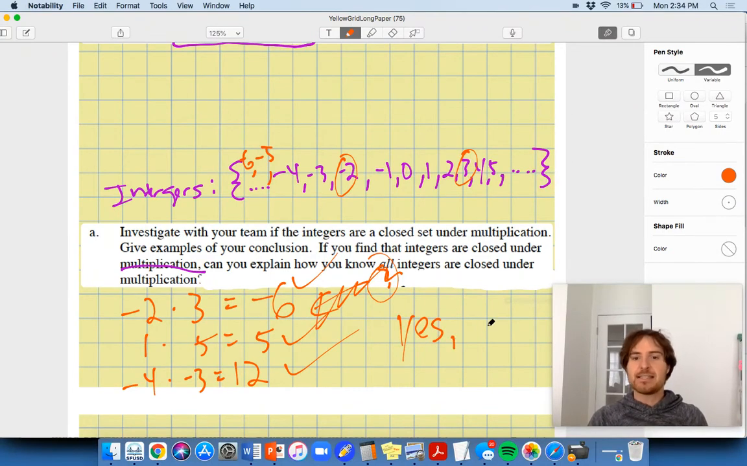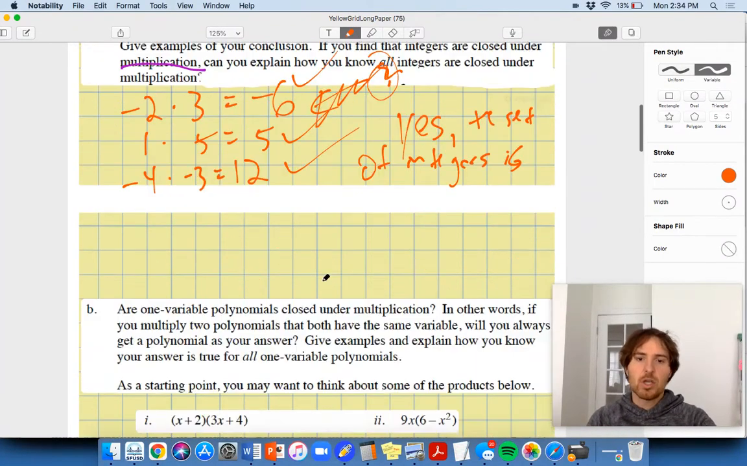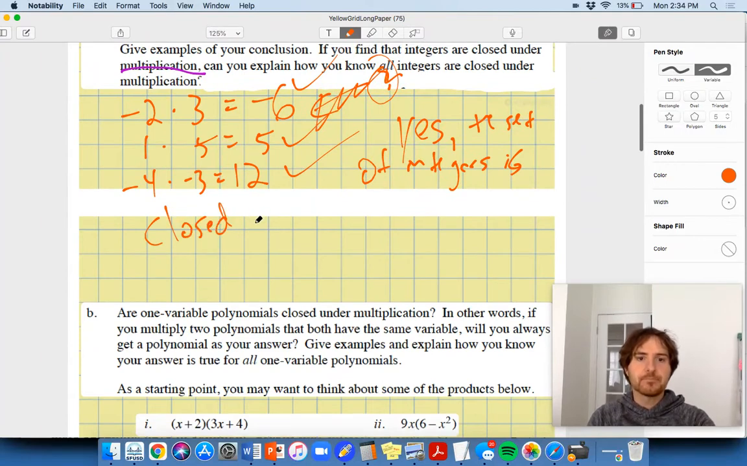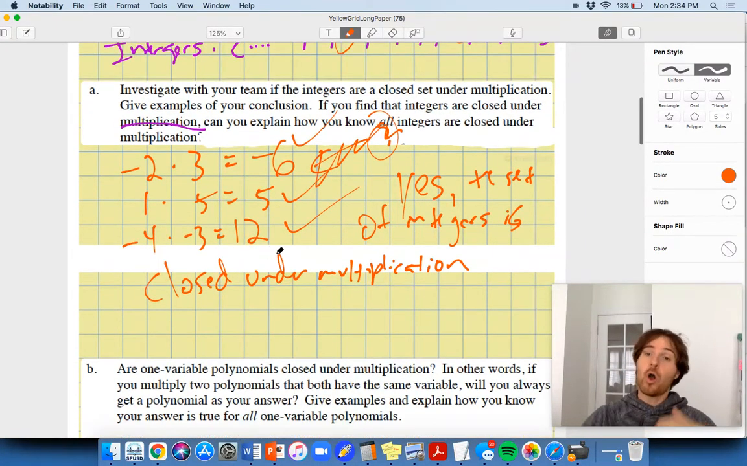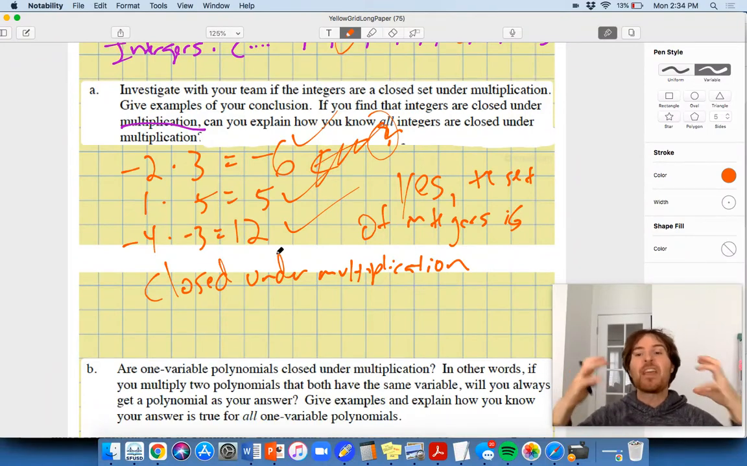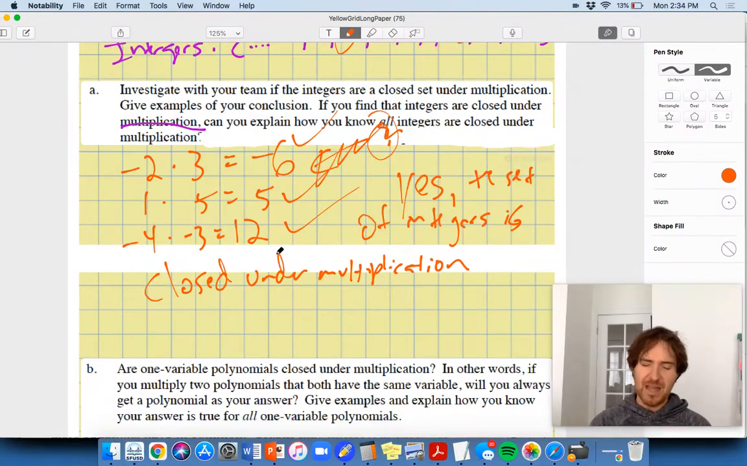Yes, the set of integers is closed under multiplication. We're not open to non-integer answers if we multiply two integers together. We're always going to get an integer answer, something from that set. If we multiply two numbers that are in that set, we get something from that set. So that's why we say it's a closed set under multiplication. So yes, the set of integers is closed under multiplication. You can kind of justify it.